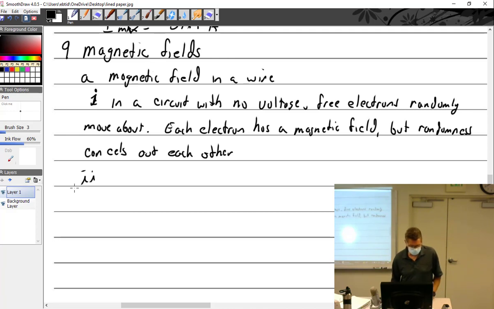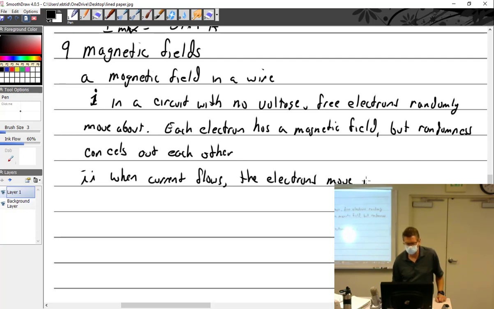When current flows, the electrons move in the same direction, and their combined effort creates a magnetic field.